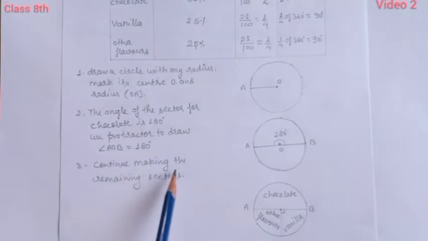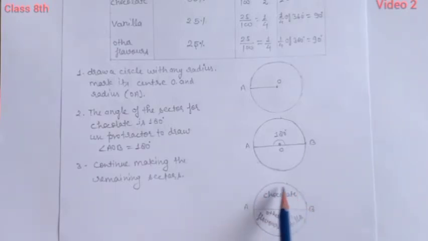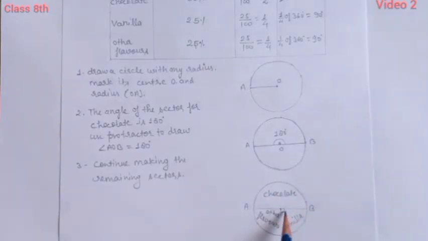Now the third step: continue making the remaining sectors in the same way. You can see here this one only is 180 degrees, which represents chocolate. The other one is vanilla and the other is other flavors. Here you can see both are 90 degrees. So students, in such a way we can represent the given information in pie charts.